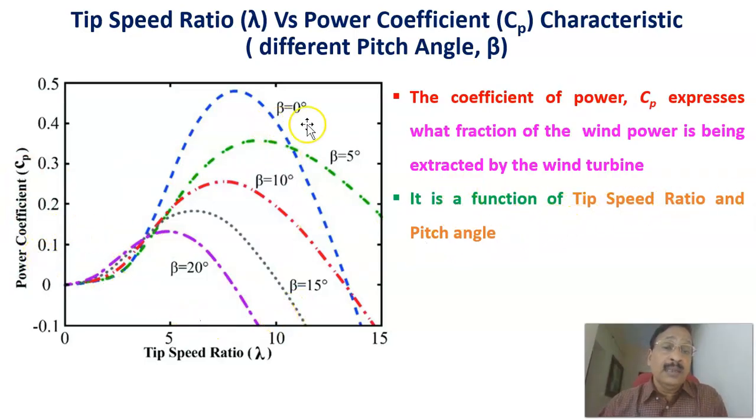For example, if beta is equal to 0, this blue dotted curve represents the power coefficient. You can have a maximum power coefficient of this much if the tip speed ratio is this much. That gives a relation between power coefficient and tip speed ratio for different pitch angles beta. Therefore, CP represents the fraction of the wind power that can be extracted from the wind by the wind turbine.